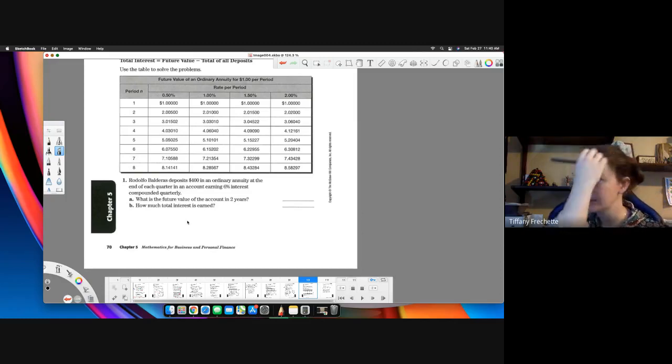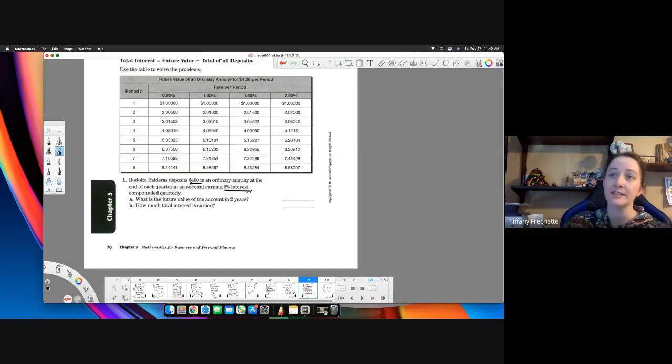So we just have to take a look at a few of the important pieces here. First we have $400 that he's depositing at the end of each quarter, and he's earning 6% quarterly on that. We have to pay attention to the quarterly as well, because that's going to tell us where to look in the chart. We did this in section 5.6, if I remember correctly, where we had to divide this down. So this word here tells you what to do with the 6%.